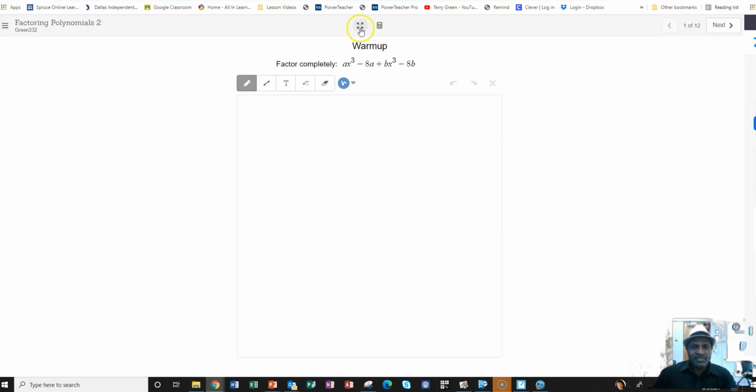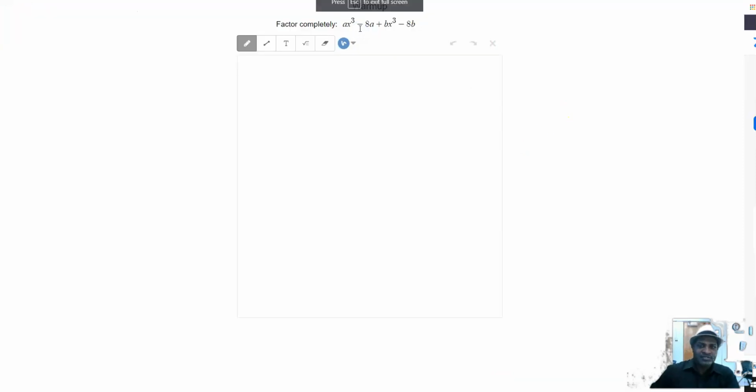I'm going to go ahead and expand this. Okay, so if you want to try this yourself first, this is based upon what we did yesterday. This is where you will pause the video and try it yourself. Okay, all right. So let's see what the solution is. Factor completely ax cubed minus ax plus bx cubed minus 8b.